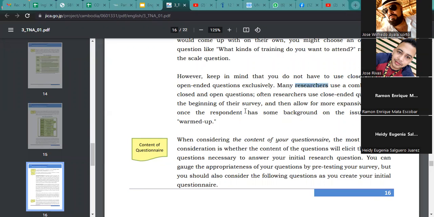Researchers, what is that? People who investigate. Very good. Let's see. What is allow? To let, to permit. Very good. To permit, to let. What is elicit? To get. To get, very good. To get the response, to get a drawing of something. And gauge.